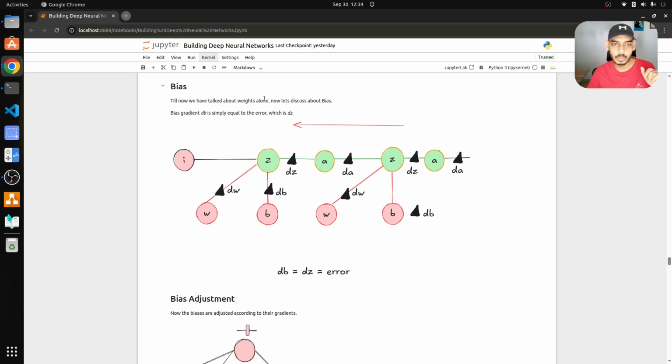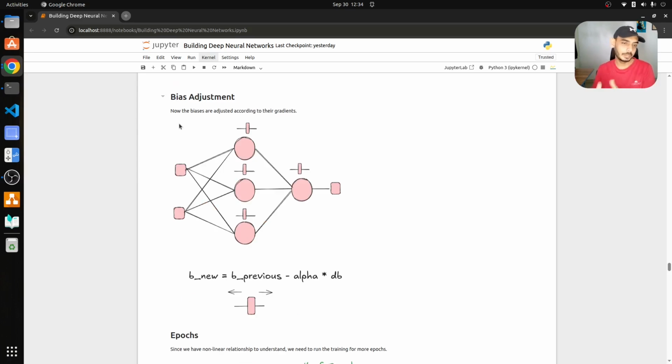Till now we talked about weights alone. Let's discuss bias. The bias gradient dB is equal to the error, which is dC. So dB is equal to dZ. We want to update all the biases with the value of dZ, which is nothing but the error. Similar to the weight update, B new is equal to B previous minus alpha times dB. dB represents the bias gradient. We multiply that with the learning rate and then update our bias parameter.